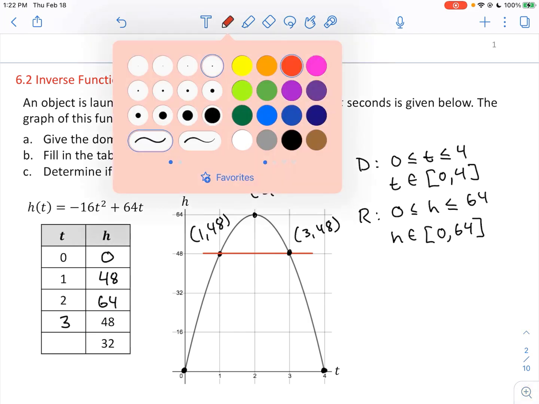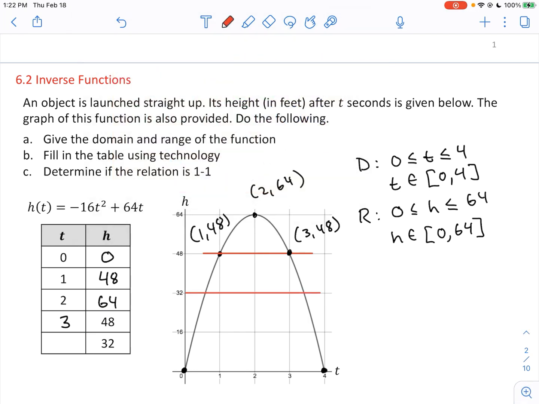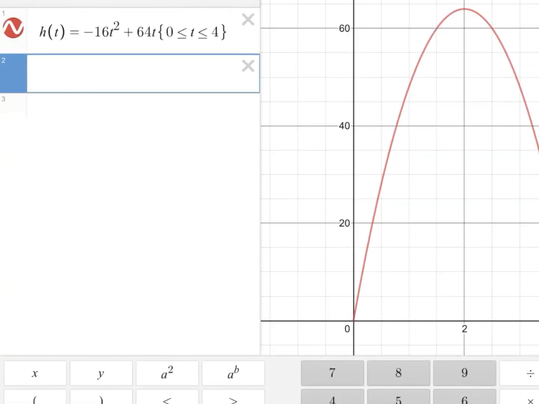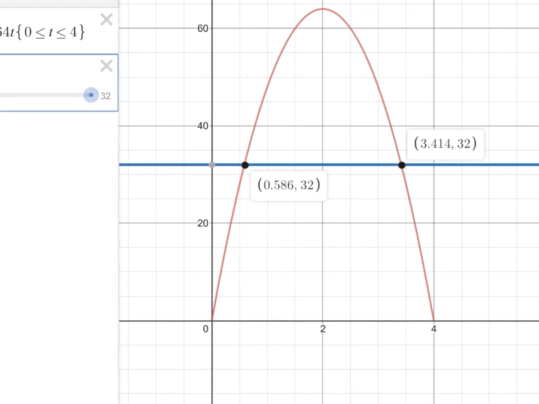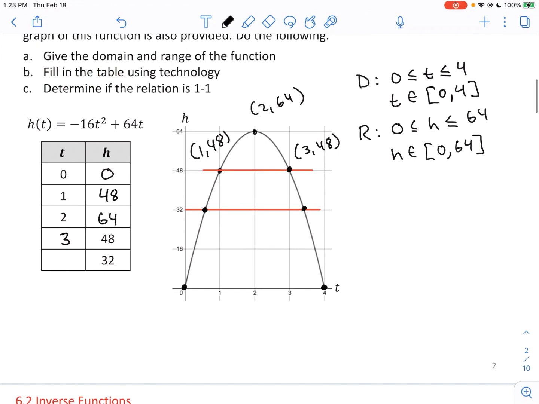What about 32? Here's where the technology is going to come in handy. We can see that there are 2 different times where the height is at 32. Using technology, I'm going to make a horizontal line, y equals 32, and then just click the points of intersection. And we see we get 0.586 and 3.414. So there are 2 different times where we had a height of 32.